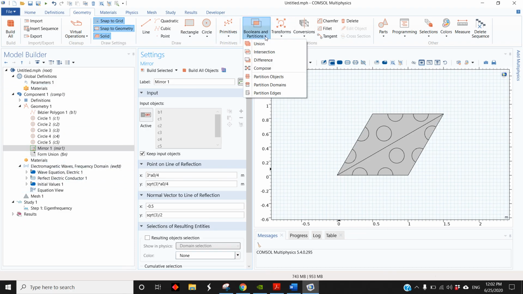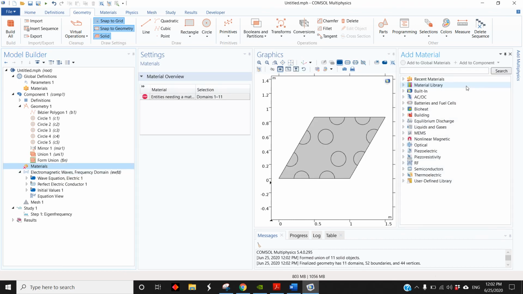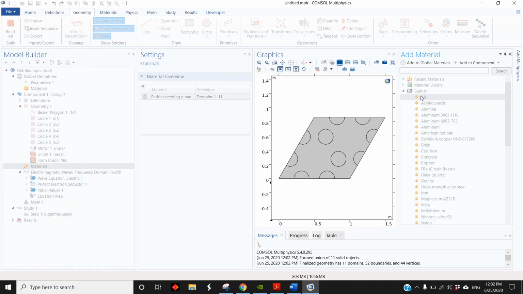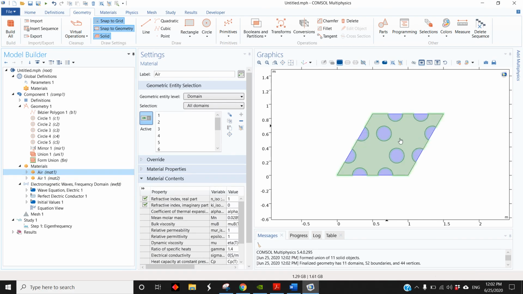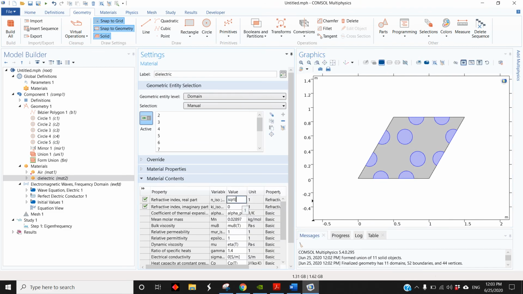Now, as a final step, just to make the mesh easier, I can choose union for all of this one and remove this keep interior boundaries, and finally go to add materials. In the paper they said that the cylinder has a permittivity of 11.7 and the surrounding area is air, so I go to this air one and call it dielectric, choose all of this one, and the refractive index is the square root of the permittivity given in the paper, which is 11.7.